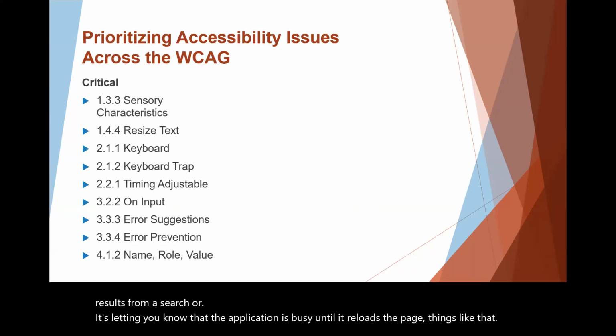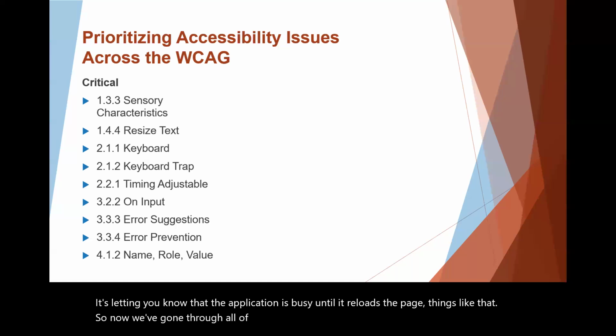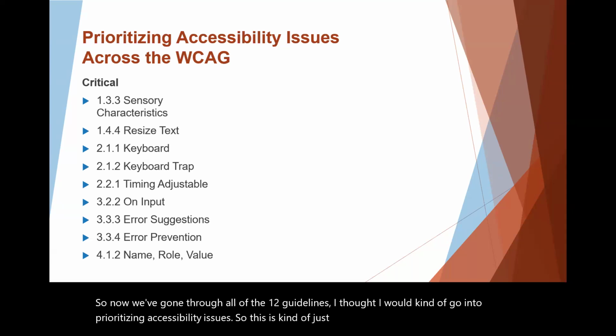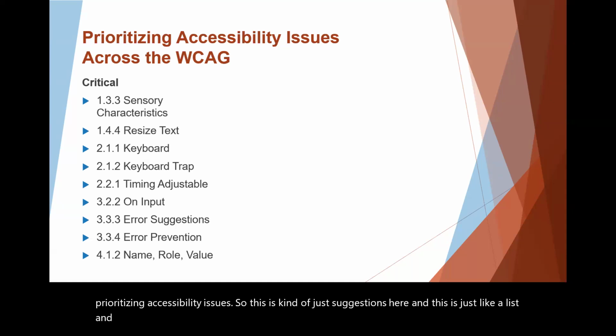So now we've gone through all of the 12 guidelines. I thought I would go into prioritizing accessibility issues. So this is just suggestions here, and this is just like a list. And the critical ones, we were talking about this early on, are things that stop you in your tracks from an assistive tech standpoint, like a keyboard trap.